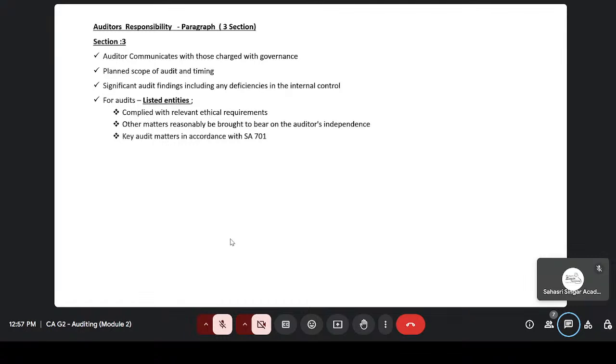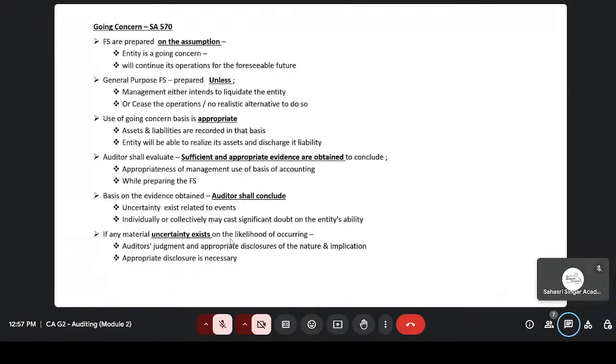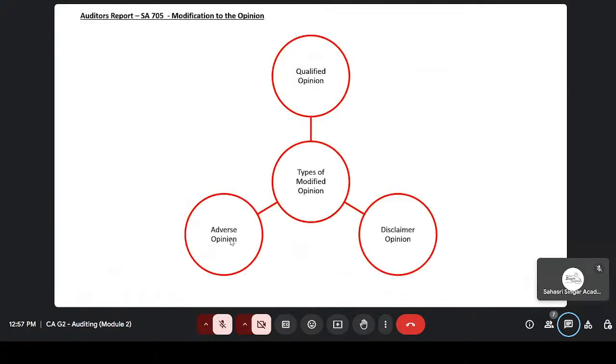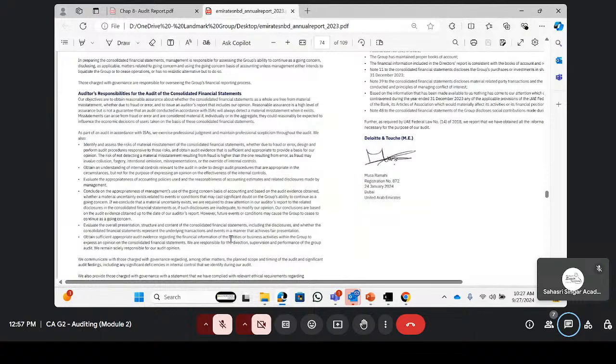Okay, and also 240 is risk there, I mean the fraud or error. Okay, 540 estimates, internal control, 143(3). Many things are there like this. So this is how it takes place. Now let us go to the institute material and understand what it is.